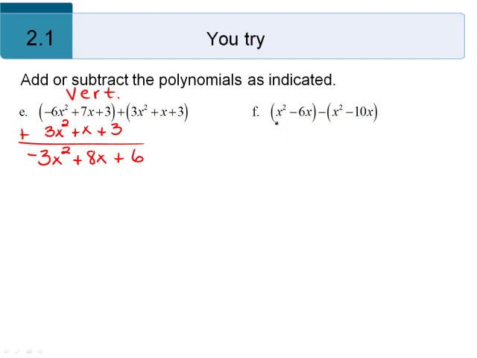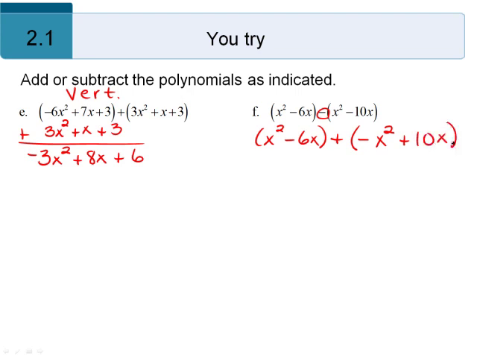So on letter F, you have to be careful here because it's subtraction. So the rule is you keep the first polynomial the same, and you're going to basically do same change opposite. You're going to change that sign to addition and take the opposite of everything in the second parentheses. So the second polynomial you have to change all the signs. So it becomes negative x squared plus 10x.